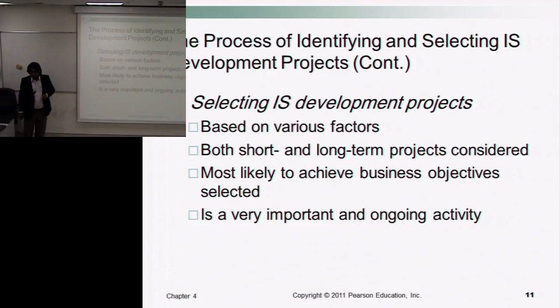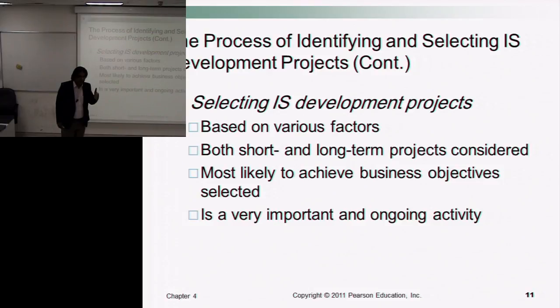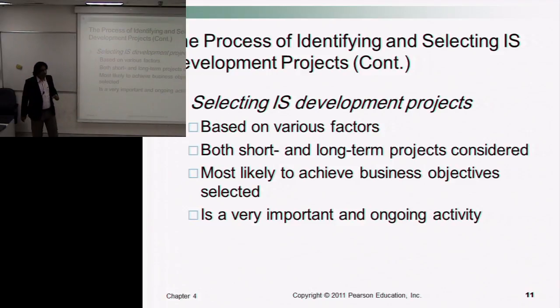Now, third step. What was the first step? Identification. Then classification and ranking. Once the rank is defined, we are able to select. But this selection is again based on certain parameters. For instance, we can say both short and long-term projects are considered in this selection. Most likely to achieve business objectives.